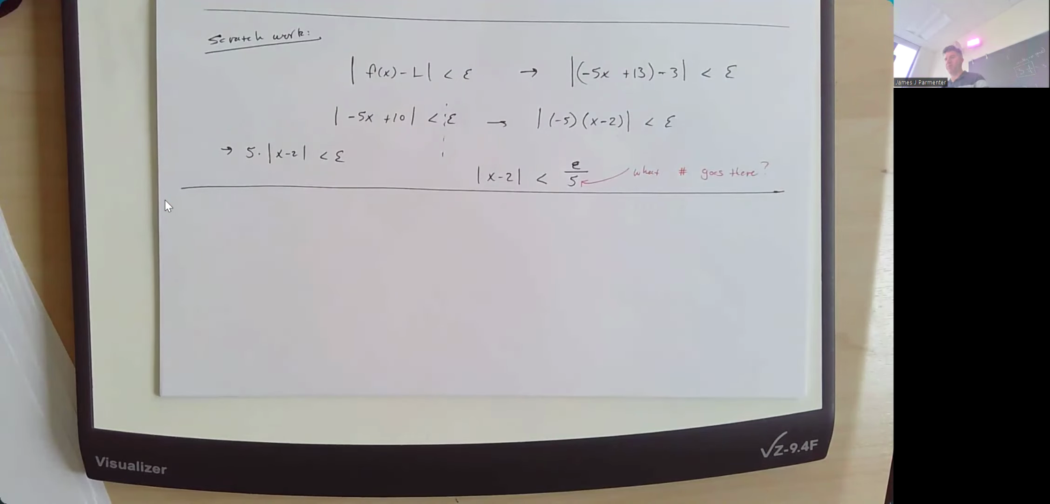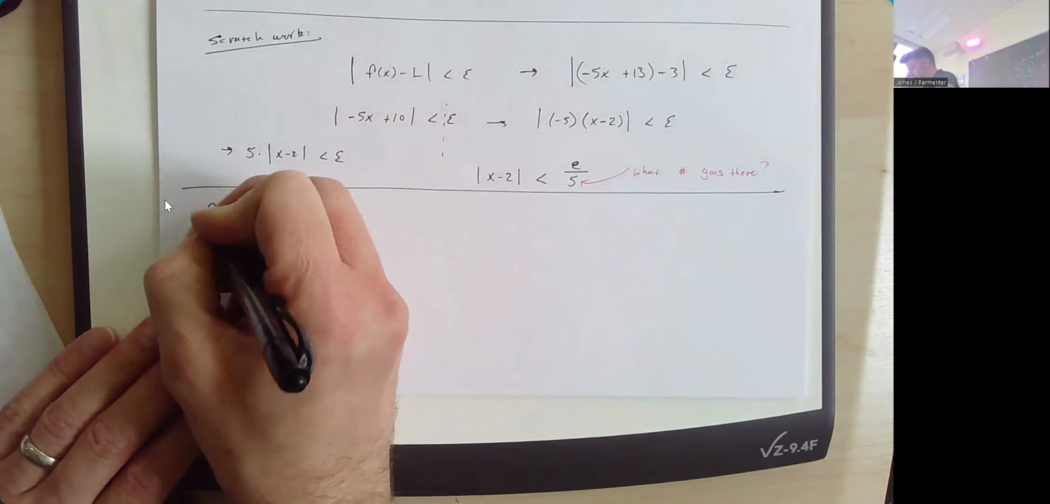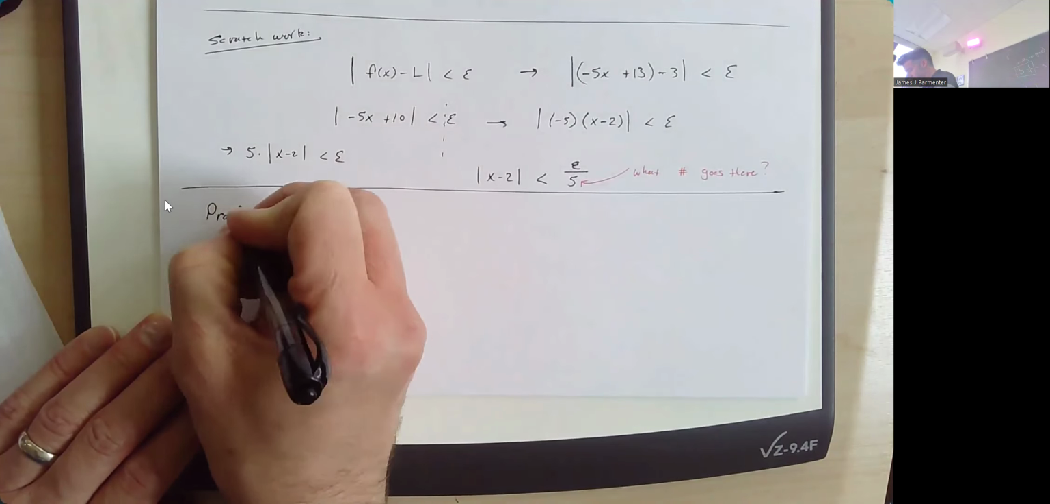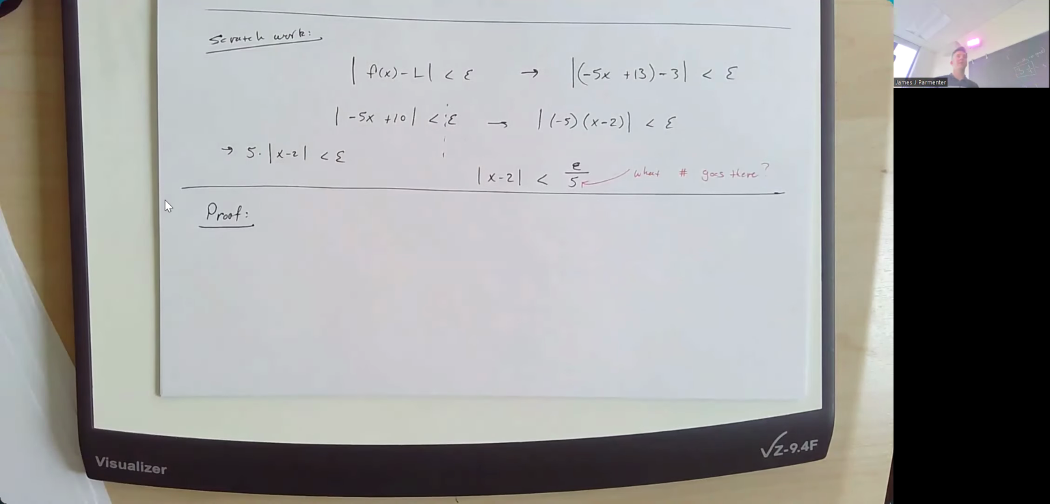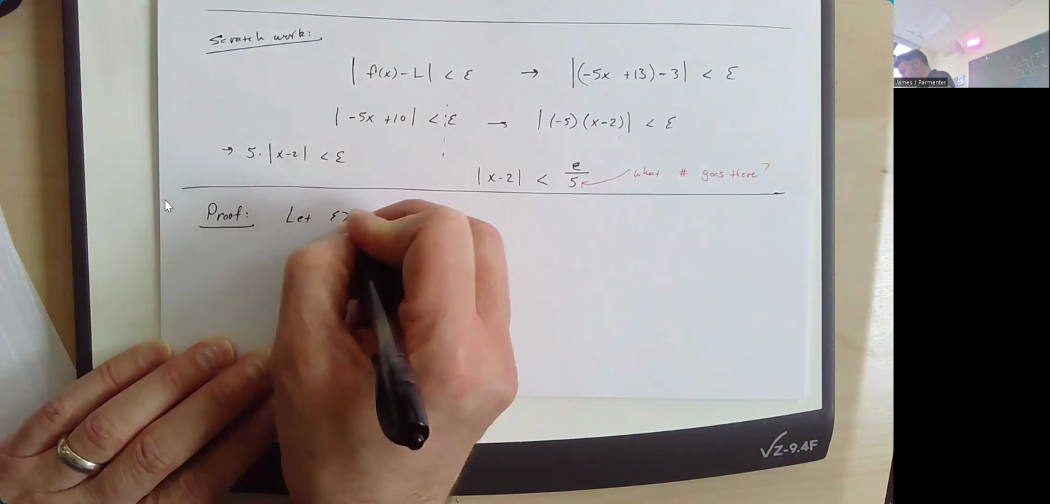Okay, so now, how am I going to write this in a more concise way? Very carefully. Sure, I can write this a little more concisely. So proof. I'm always starting my proofs by saying, let epsilon be greater than 0. That is almost always the first thing we have to say. Let epsilon be greater than 0.